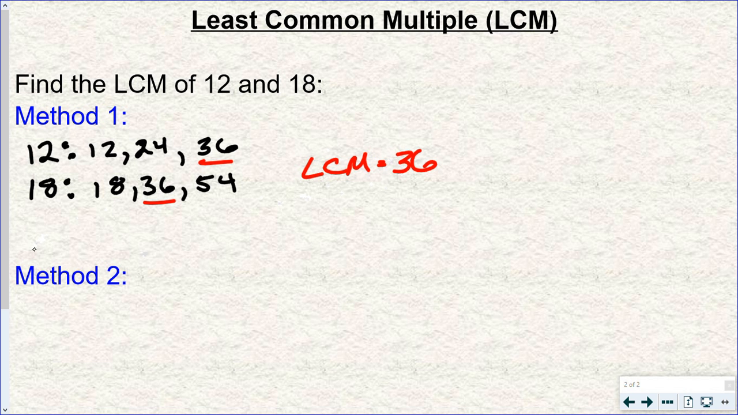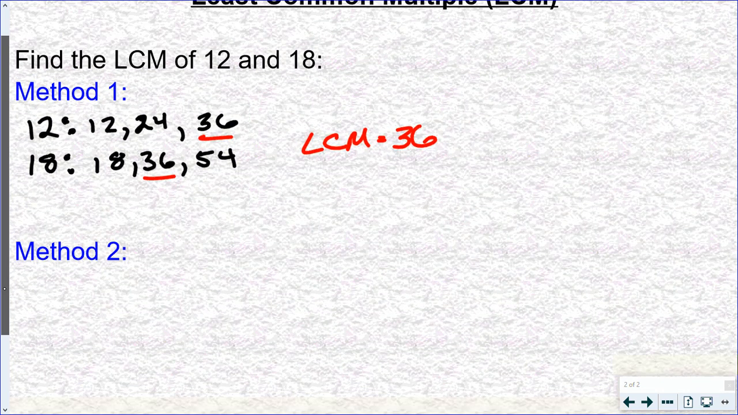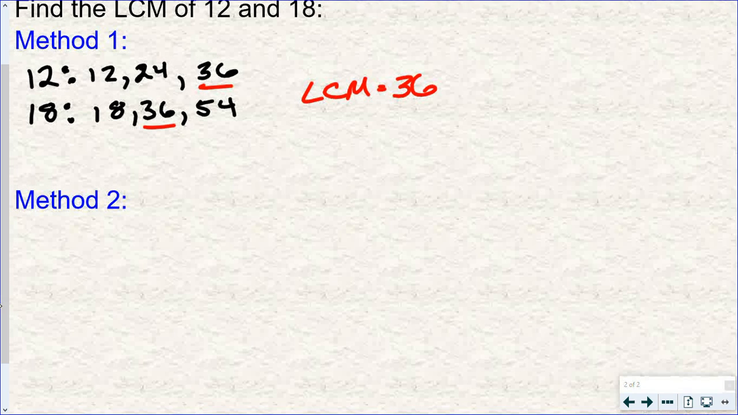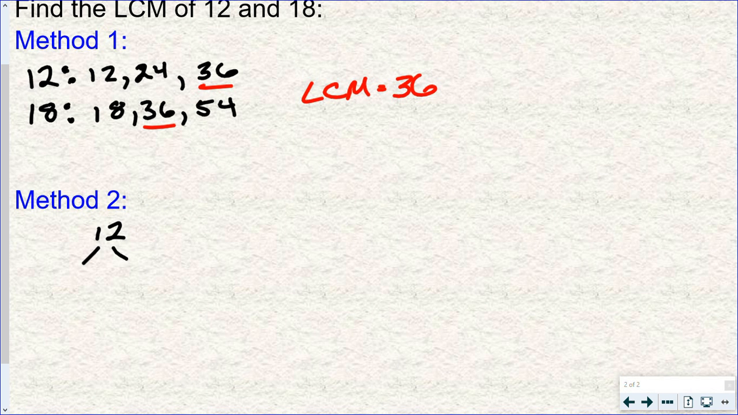All right, so let's look at method number 2. Method number 2, just like method 2 on the last one, involves using the prime factorization. So we're going to factor 12. That would factor to 4 times 3. 3 is prime, so I'm done there. 4 factors to 2 times 2. So the prime factorization of 12 is 2 times 2 times 3.